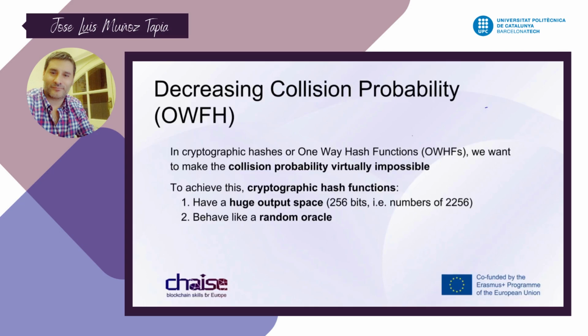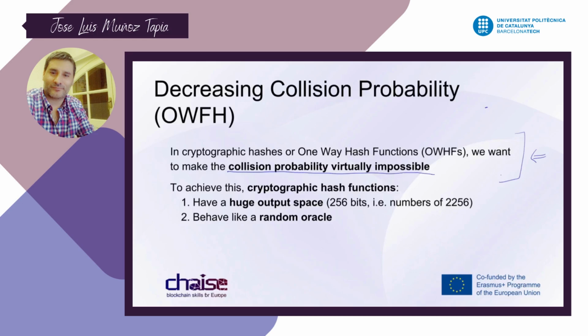So, yeah, the concepts that we describe are just for a dummy hash function, but real hash functions used in cryptography are one-way hash functions in which we want the probability of a collision to be virtually impossible, or computationally impossible. It is impossible in practice that there is a collision. This is the type of functions that we use in cryptography.